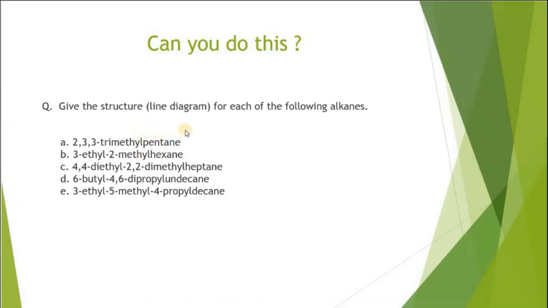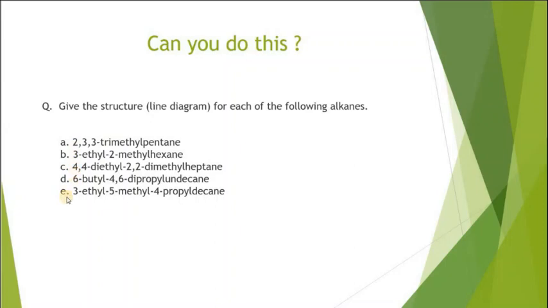You have to first of all see the parent chain. The parent name is pentane, so draw a 5 carbon chain and number it as 1, 2, 3, 4 and 5. And it is a trimethyl, meaning there are 3 methyl groups attached and the positions are mentioned. These are 3, 3 and 2. 2 methyl groups are attached at position 3 and 1 methyl group is attached at position number 2. So this is how you have to write the structural diagram first, and then from that you can easily draw the line diagram.